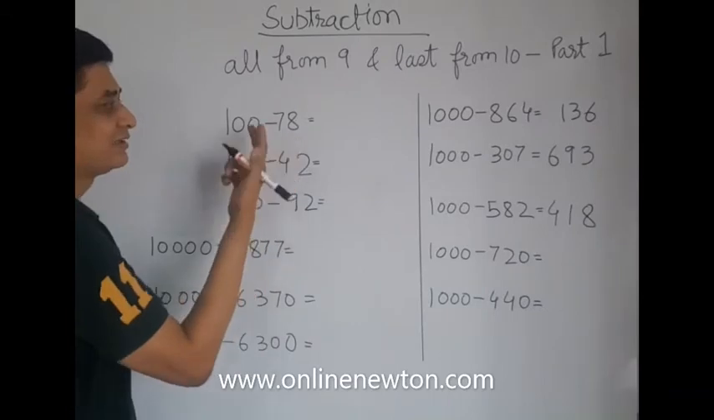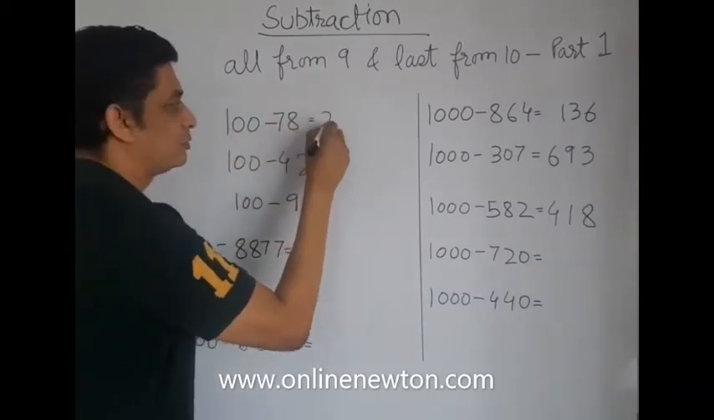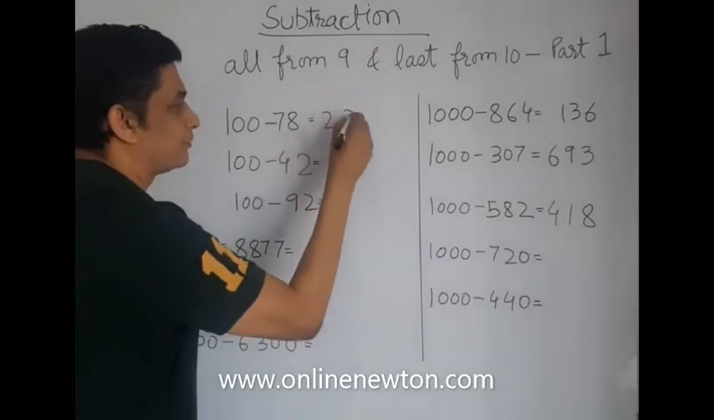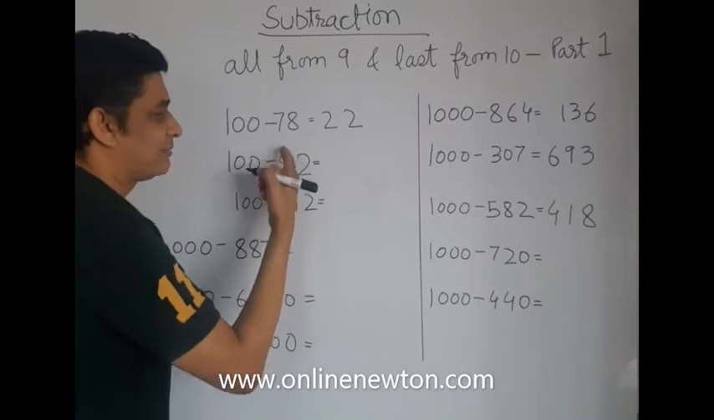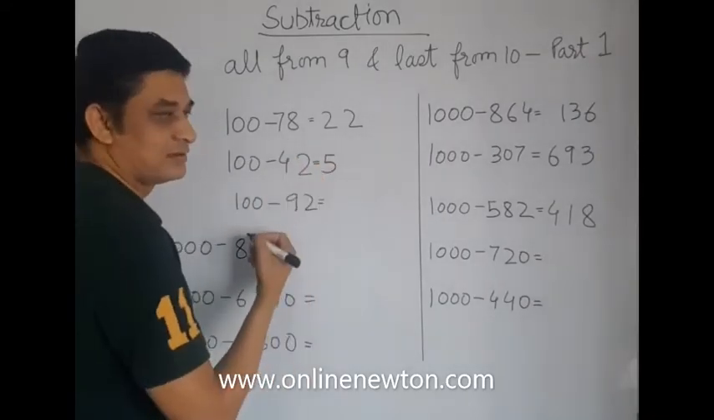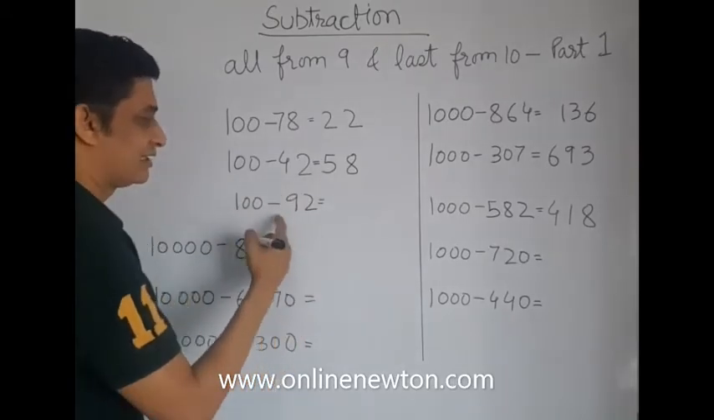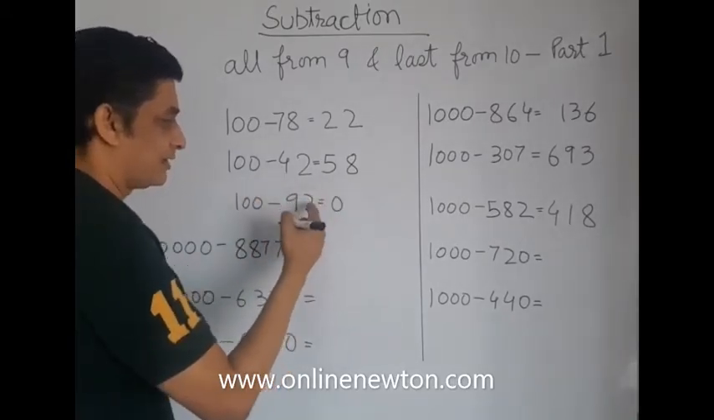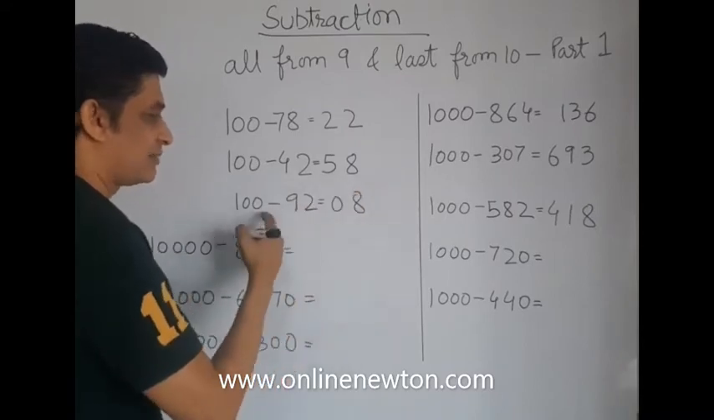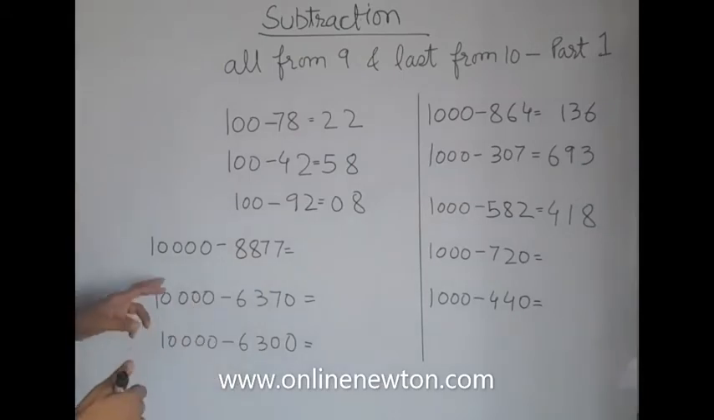100 minus 78: a 2-digit number, 2 zeros, 9 minus 7 is 2, 10 minus 8 is 2. Next, 100 minus 42: 2 zeros, 2-digit number, 9 minus 4 is 5, 10 minus 2 is 8. So 100 minus 42 is 58. 100 minus 92: 9 minus 9 is 0, 10 minus 2 is 8. Of course, 100 minus 92 is 08, we all know. We'll take a few more examples.